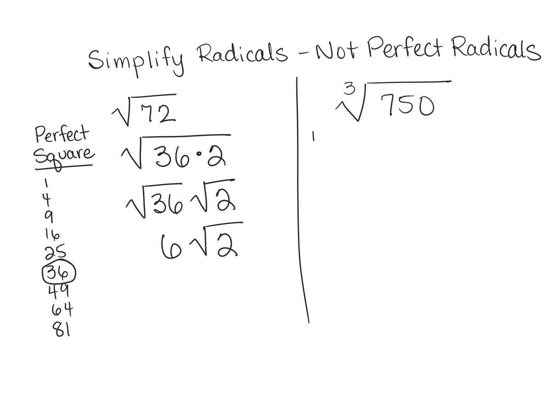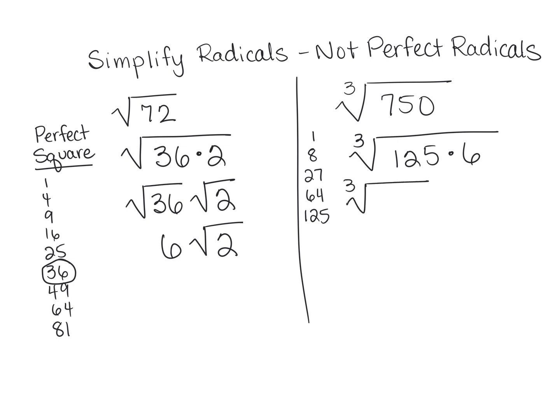So we have 1, 2 cubed is 8, 3 cubed is 27, 4 cubed is 64, 5 cubed is 125, and that's as big as I need to go, because 750 can be written as the product of 125 times 6, and you've got to keep that 3 in there. Then we break that apart, so I have the cube root of 125 times the cube root of 6.